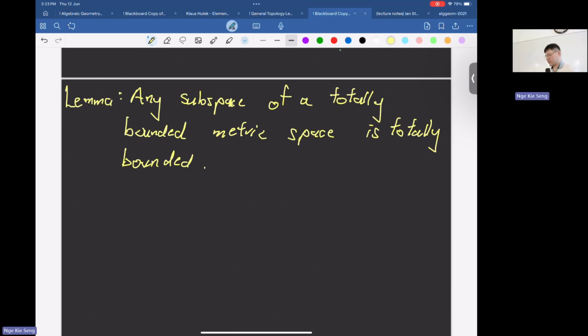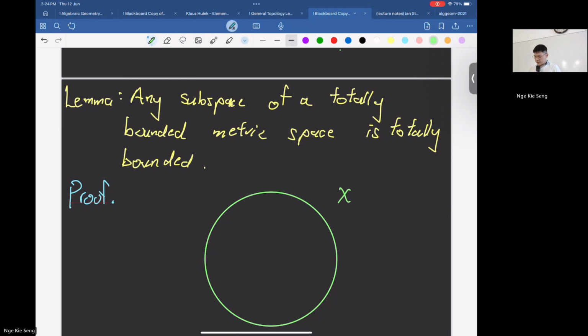Should we prove this? Maybe we just draw some picture here. Let's say we have a totally bounded metric space X, and let's say we have a subspace Y here. Let's draw this, Peninsula Malaysia. We want to show that this piece here is totally bounded, meaning for every epsilon, there are finitely many balls that contain this.